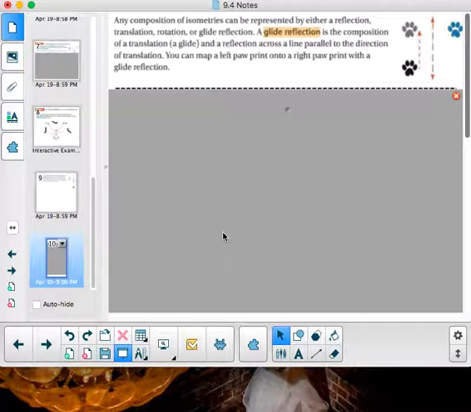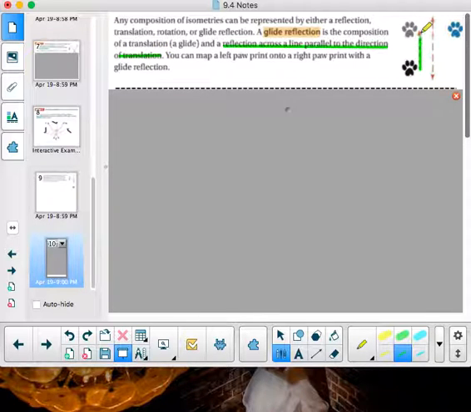My last topic today to discuss is the concept of a glide reflection. A glide reflection is simply, like I said, first doing a translation and then doing a reflection. But the key little part that you need to understand is the line that I reflect across must be parallel to the direction that I have translated. So in this paw print, I translated up. And therefore, that is parallel to a vertical line. That would be my line of reflection.